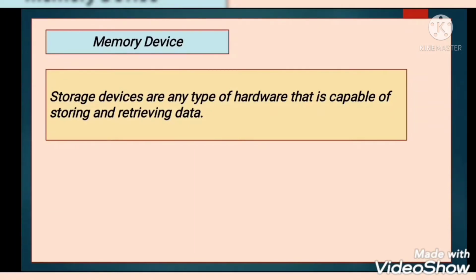So what is this memory device actually? Yes, the definition of memory device: we can tell that storage devices are any type of hardware that is capable of storing and retrieving data. Yes, it helps you to store data and information.